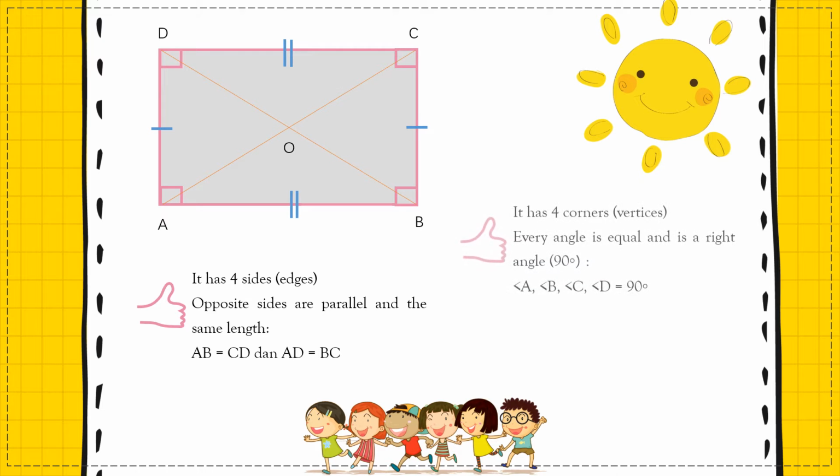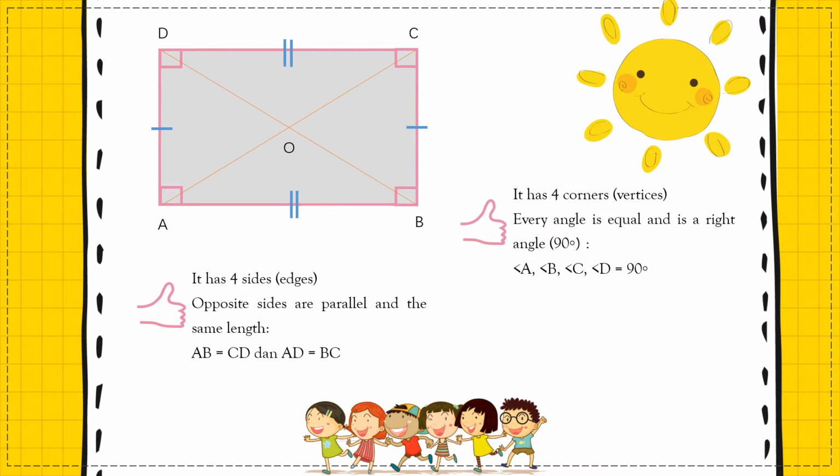And the second, a rectangle has 4 corners, where every angle is equal and is a right angle. An example of an angle is in the figure. In the figure are angle A, angle B, angle C, and angle D.